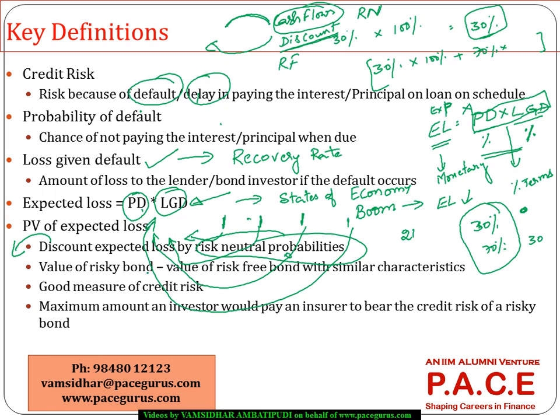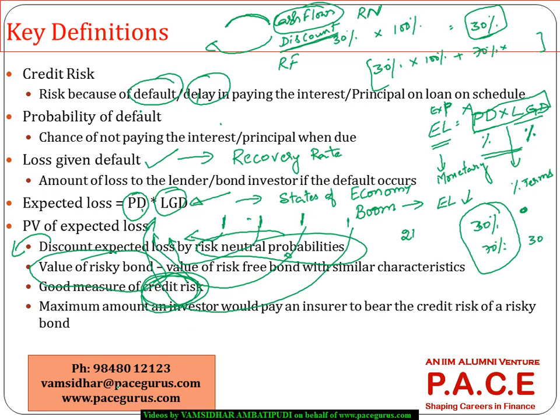So it indicates the value of the risky bond minus the value of the risk-free bond, all other things remaining the same, including the maturities and coupons and everything else. The value of a risky bond minus the value of a risk-free bond is an assessment of the spread, or basically the amount of credit risk that is inherent in that bond, because the higher the risk, the higher should be the expected return. So this is an indication of the value of the risky bond over the risk-free bond.